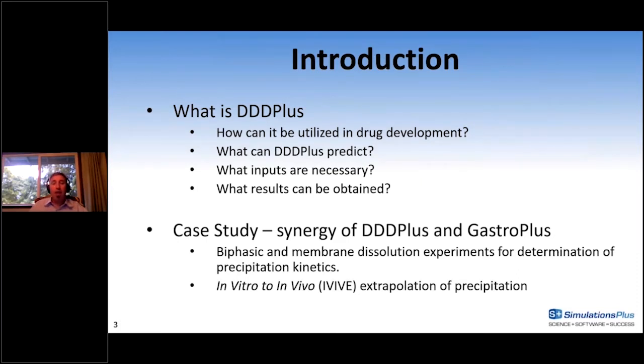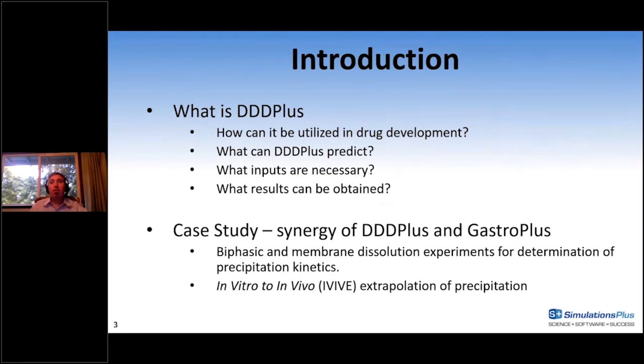And then second, we're going to go through a case study that looks at the synergy of DDDPlus and GastroPlus. We're going to look at biphasic and membrane dissolution experiments for the determination of in vitro precipitation kinetics. And then we're going to use those in vitro precipitation kinetics to do IVIVE extrapolation into human using GastroPlus. So really the linkage of the in vitro experiments to the in vivo predictions in GastroPlus.